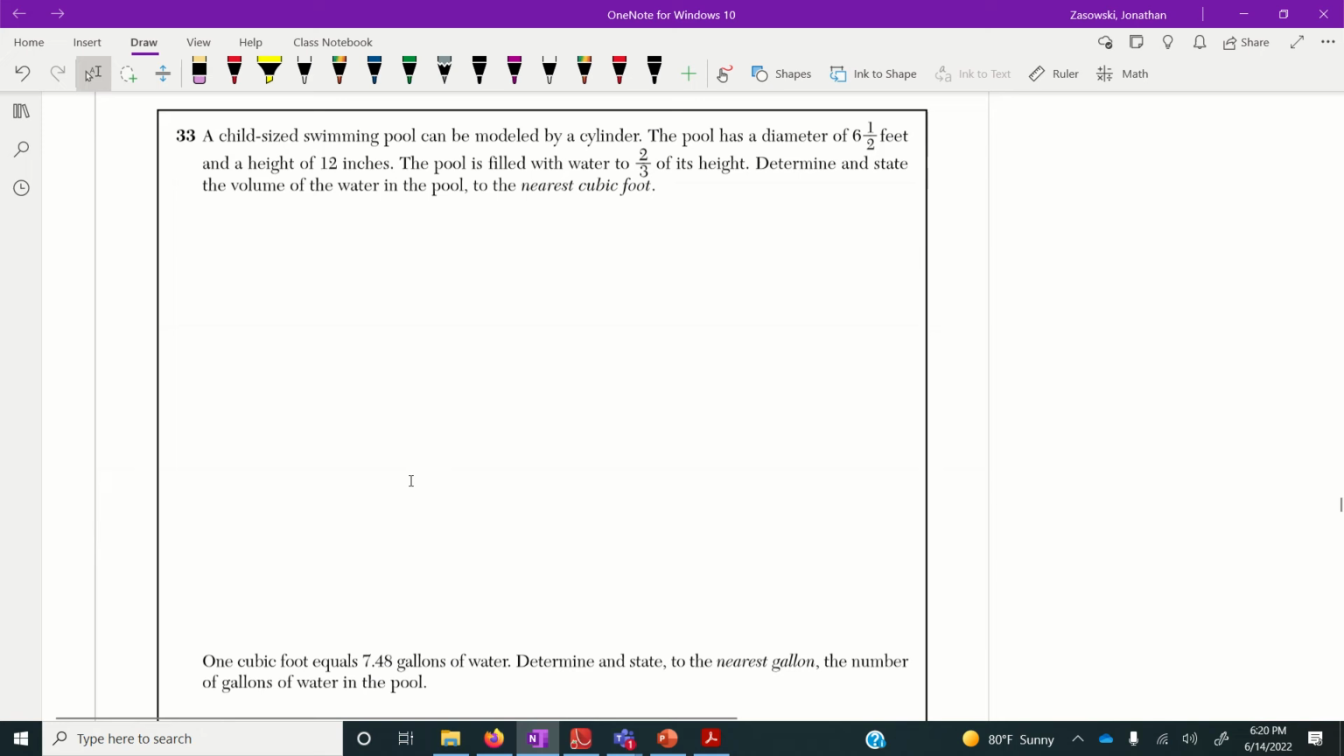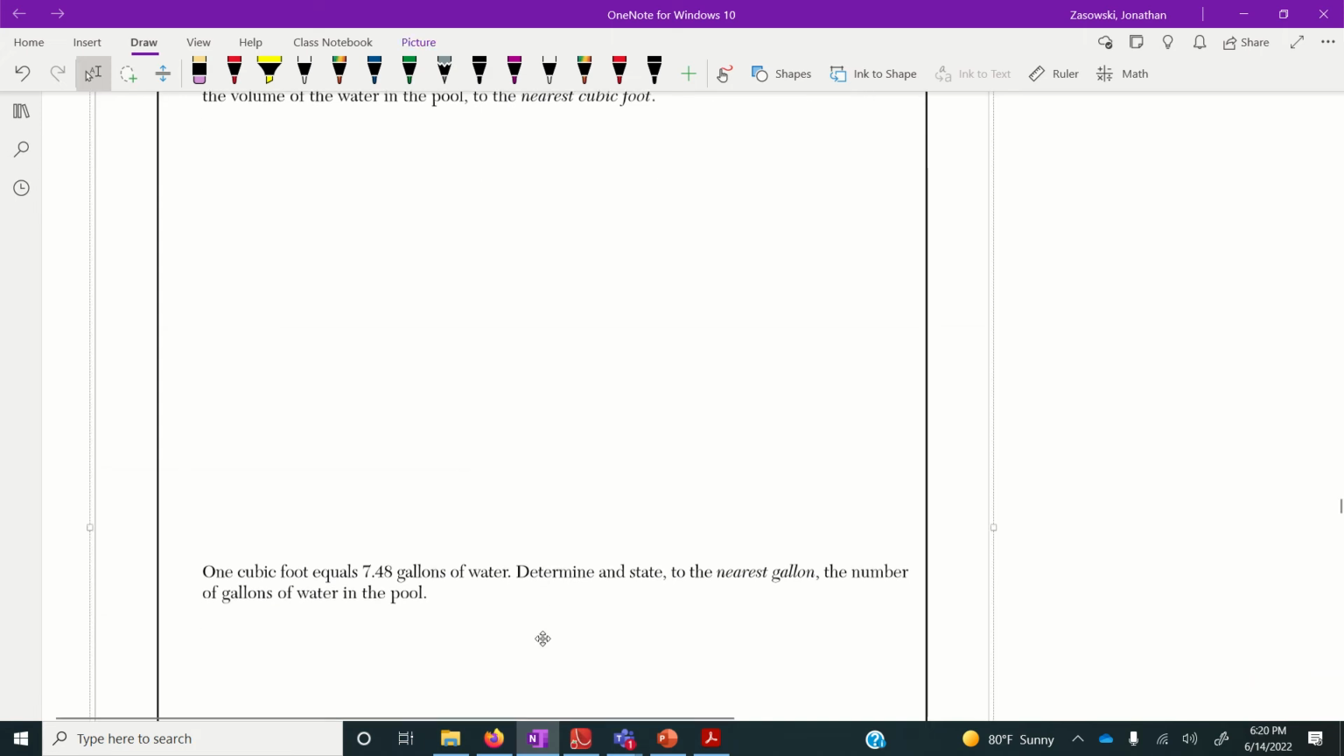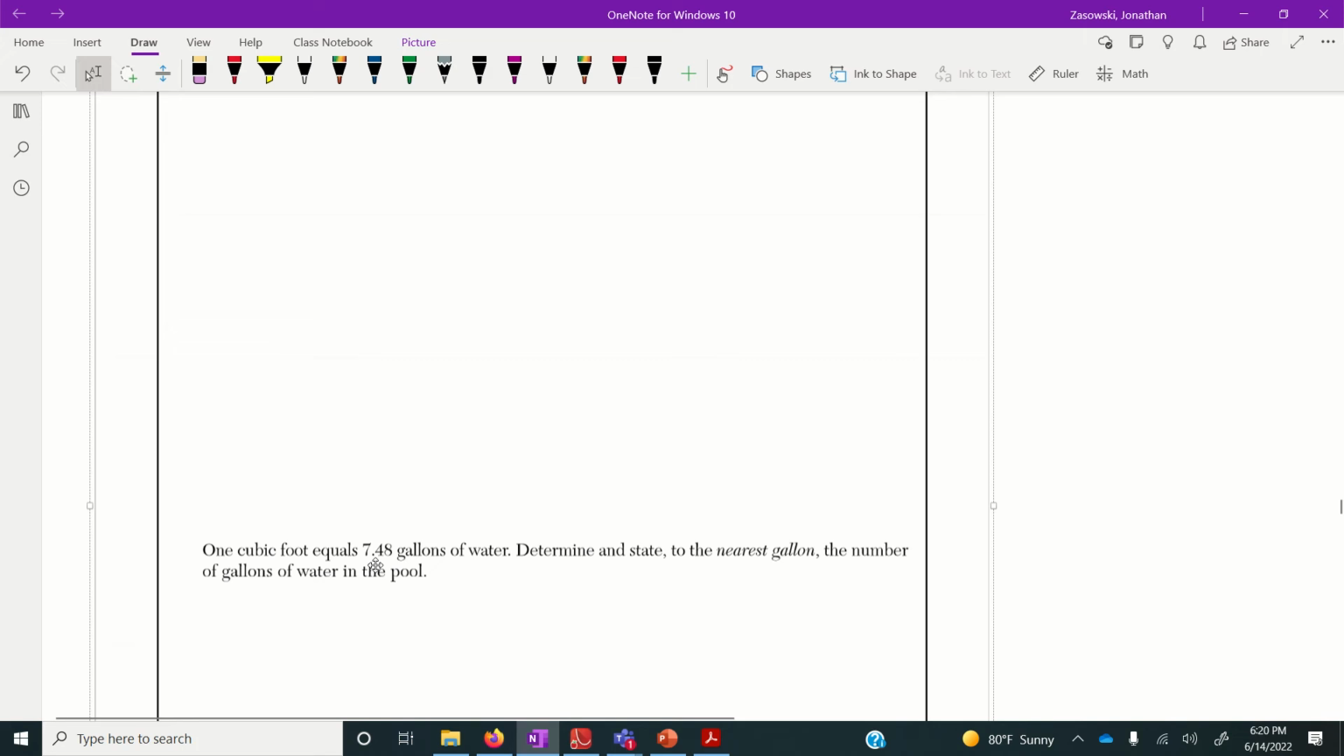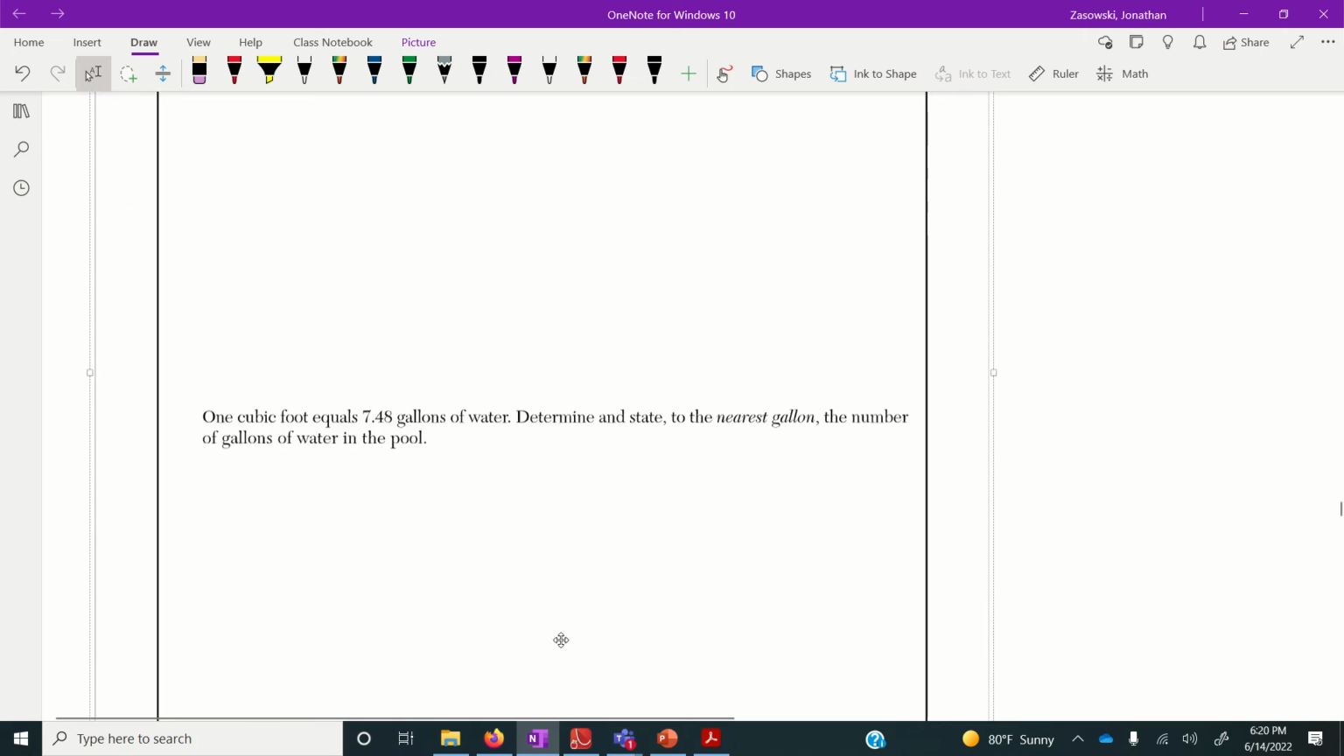So this is the next one. A child-sized swimming pool can be modeled by a cylinder. The pool has a diameter of 6.5 feet, height of 12 inches. The pool is filled with water to 2/3 its height. Determine and state the volume of the pool to the nearest cubic foot. And then it follows up with, if 1 cubic foot equals 7.48 gallons of water, determine and state, to the nearest gallon, the number of gallons in the pool. And that would be it for this question.